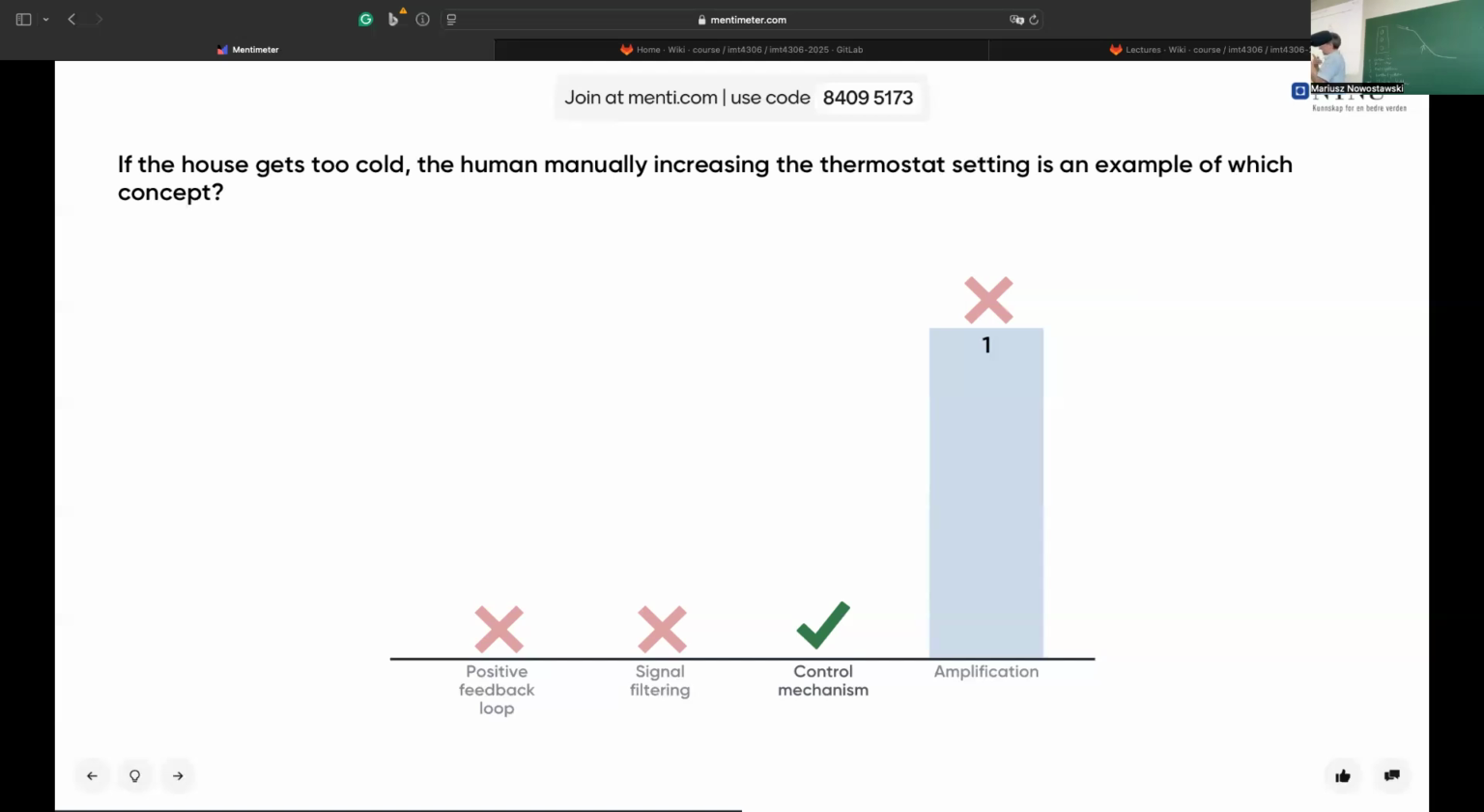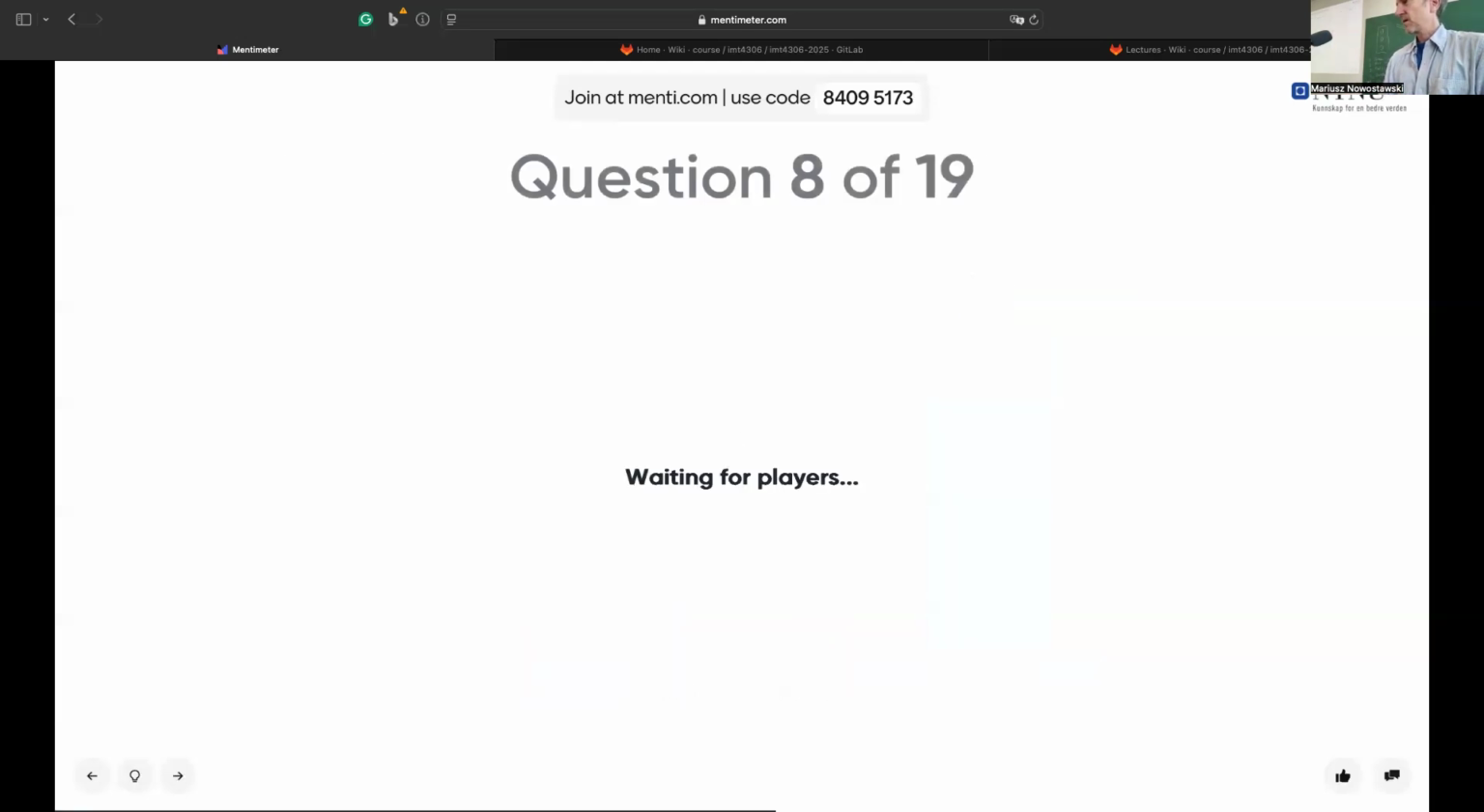Amplification is the single step of amplifying it. And then signal filtering, we already talked about, where you cut off some of the signals or kind of shelter the system from certain signals. All right.